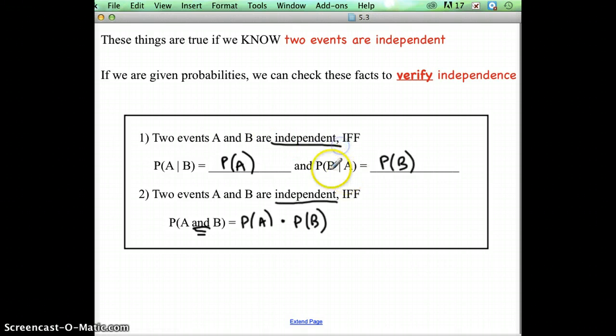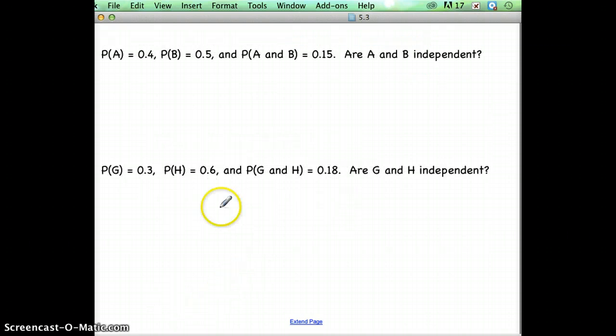Okay, so you use these rules when you know they're independent. You can apply these rules, or vice versa. If you're trying to verify that two things are independent, try these out, and if they really do equal, then they're independent. Okay, so here's an example. Here's all our probabilities. Are A and B independent?